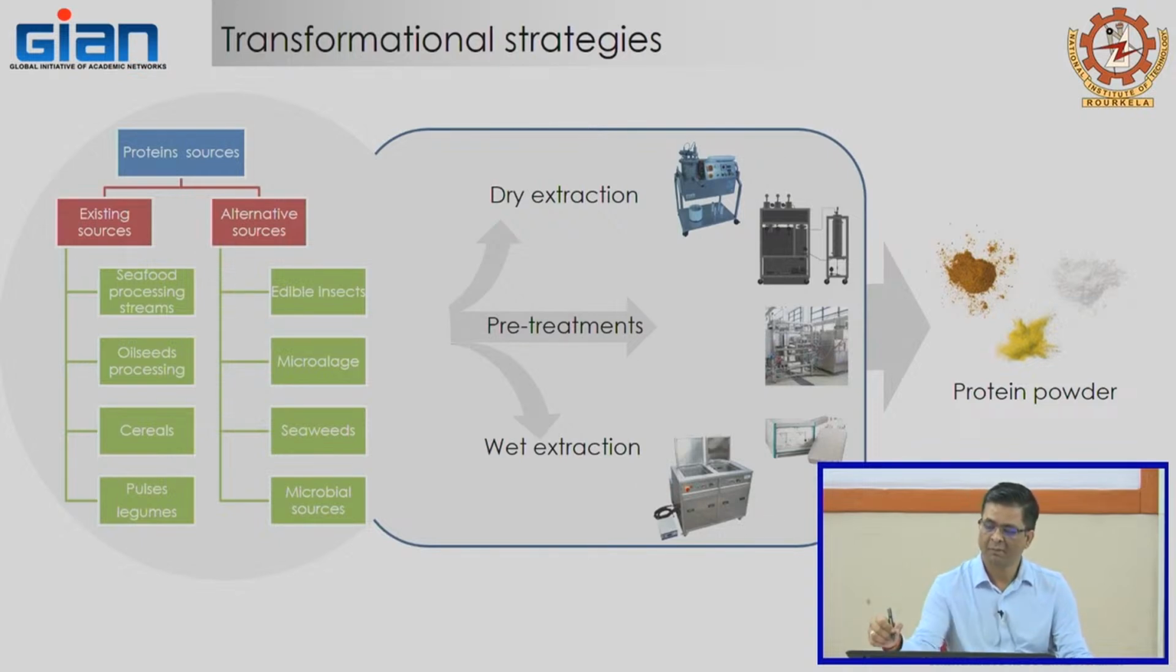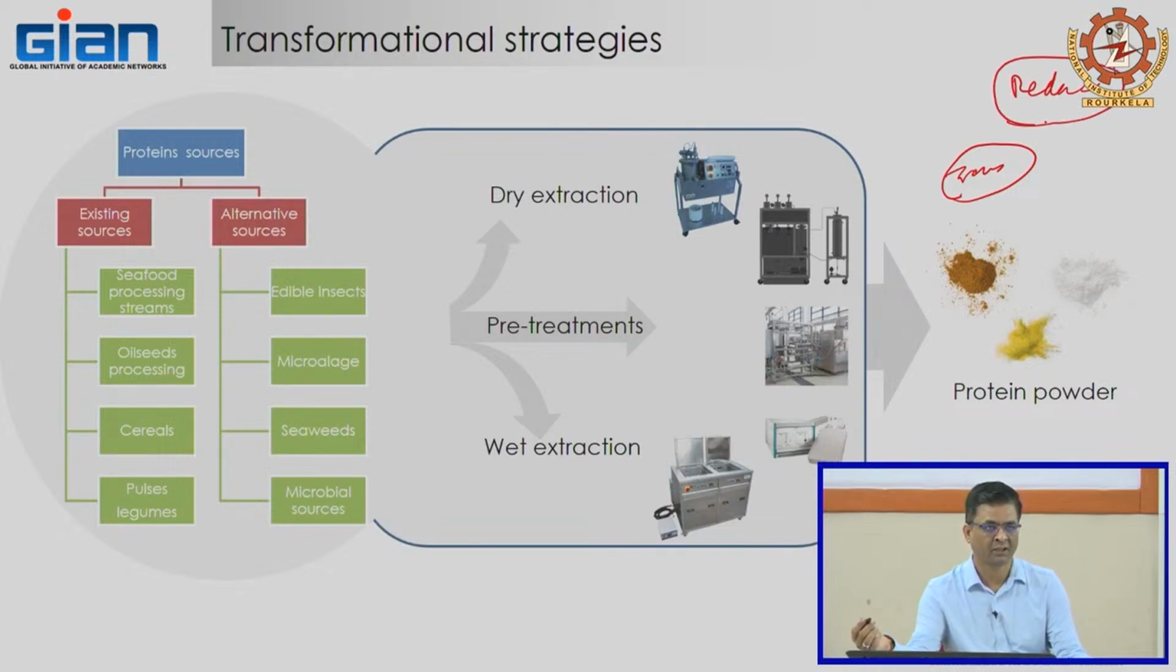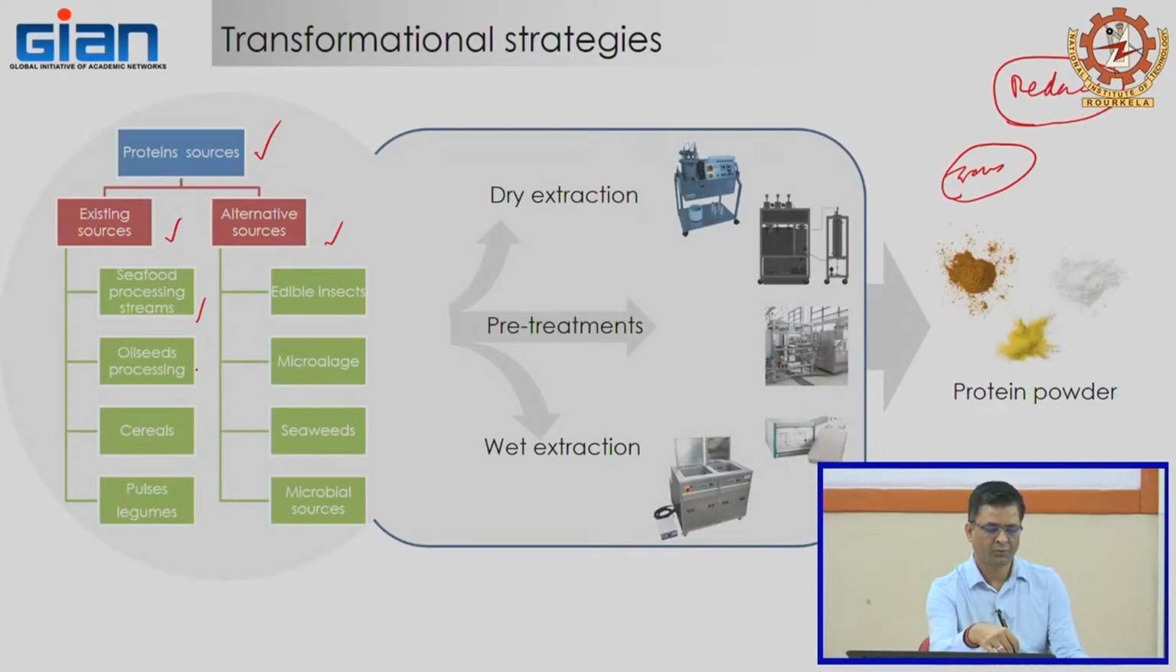If you remember, we said there were two approaches: one was reduction and the other transformation. This time I start with the transformation, and the next lecture is all related to how we reduce. Take an example of protein sources, because the requirement for alternative protein is becoming quite big. Whether you have existing sources or alternative sources, seafood, oilseed, cereals, pulses and legumes, a similar concept applies. Edible insects, microalgae, seaweeds or microbial sources, either yeast or so.